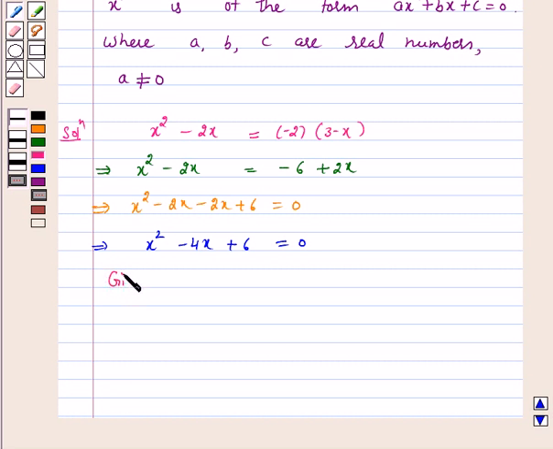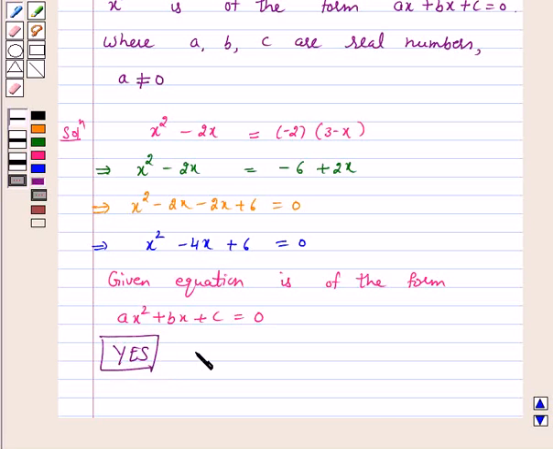Given equation is of the form ax square plus bx plus c is equal to 0. Yes, it is a quadratic equation. This is our answer. I hope the question is clear to you.